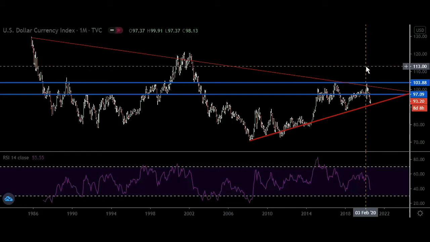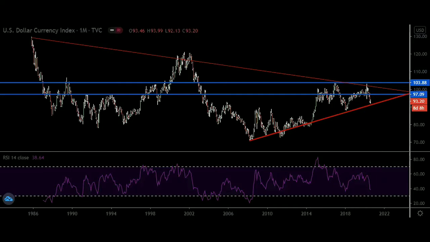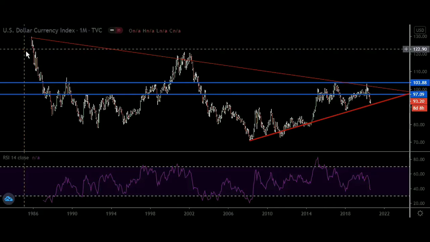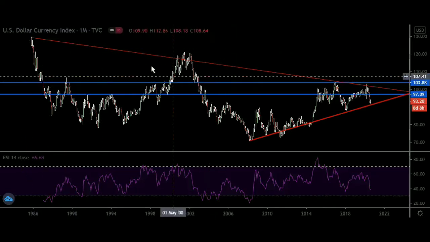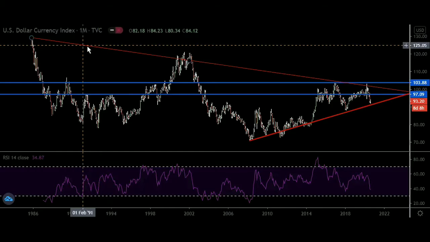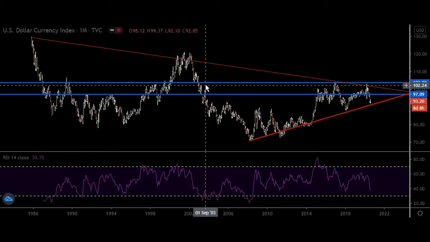Today I'm going to show you the chart of US dollar index. So I have just typed DXY in TradingView and this is the monthly chart. You can see that it is showing 1M, so it's the monthly chart.